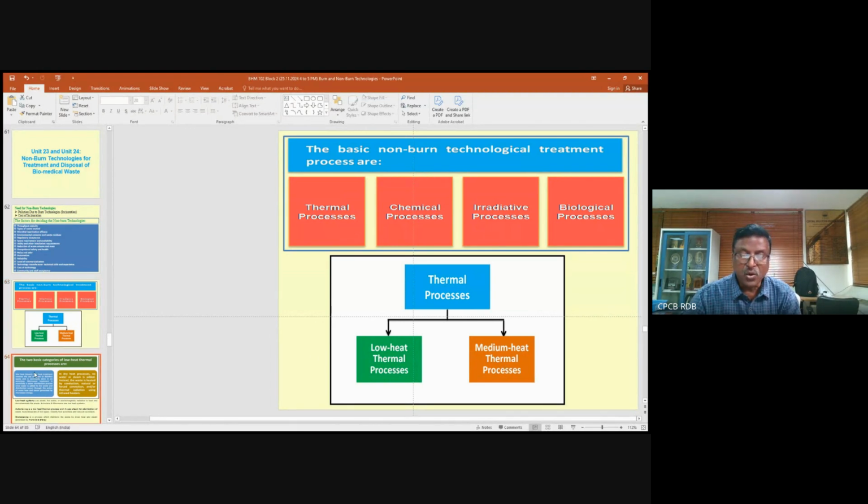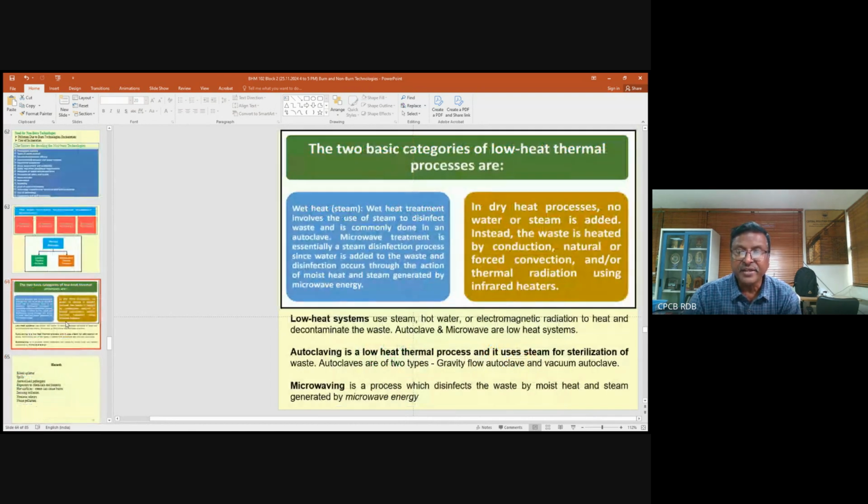What are the low heat thermal processes? Wet heat treatment involves the use of steam or hot water, like an autoclave, and dry heat processes, where no steam is needed. We can use dry heat sterilization as a dry heat process, whereas in a wet heat process, steam is used as a medium for the sterilization of the waste.